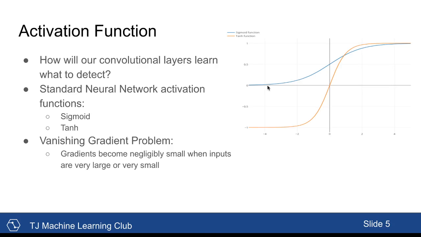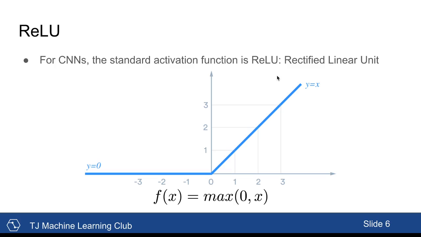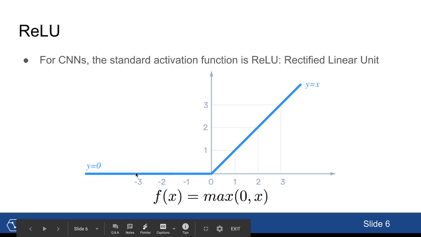So for CNNs, the standard activation function is neither the sigmoid nor the tanh. It's actually something called ReLU, the rectified linear unit. As you can see, it's a very basic function, and mathematically all it does is take the max of 0 and whatever value you have. So if my x is 2, then f of x is just 2, and if x is less than 0, f of x is simply 0.